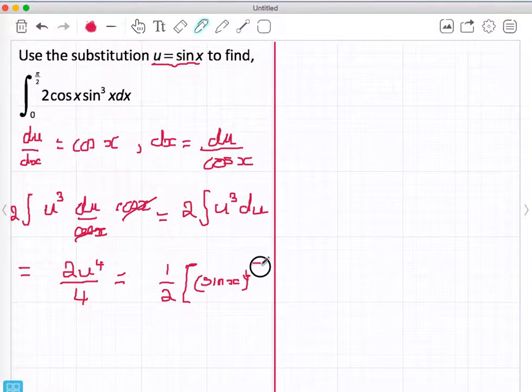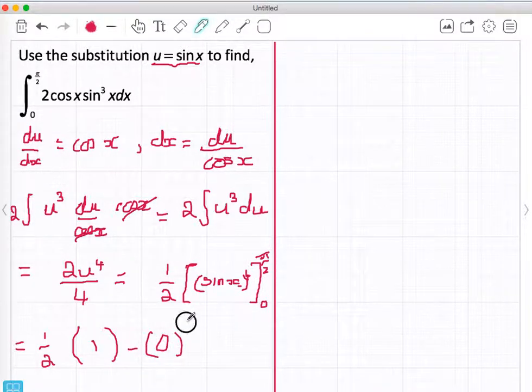to the power of 4, and I'm going to use the limits now, pi over 2 and 0. So it's going to give me 1/2. Now when I put pi over 2 into sine x, I get 1. 1 to the power of 4 is simply 1. And 0 goes in to give me 0. So I'm going to end up with 1/2 as my final answer.